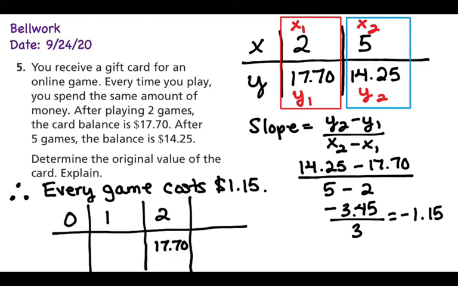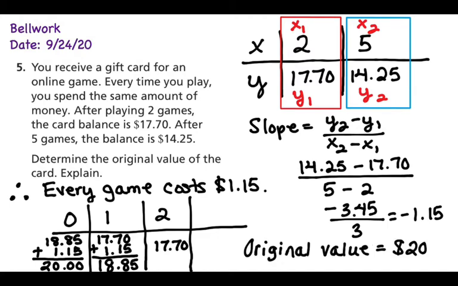So if we work backwards from what they told us, that after 2 games it was $17.70, if we add 1.15 to $17.70, we'll find that after 1 game it was $18.85. And then if we add 1.15 back to $18.85, we find that the original gift card that she received was $20. So the original value of the gift card was $20.